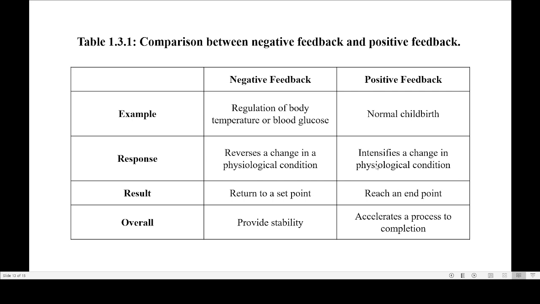In positive feedback, it intensifies the change in physiological condition. Positive feedback never produces a reverse response. Only a negative feedback loop produces a reverse response, and it tries to maintain the normal set point. The negative feedback system result returns to the set point. The positive feedback result reaches an end point. Overall, negative feedback provides stability, and positive feedback accelerates a process to completion.